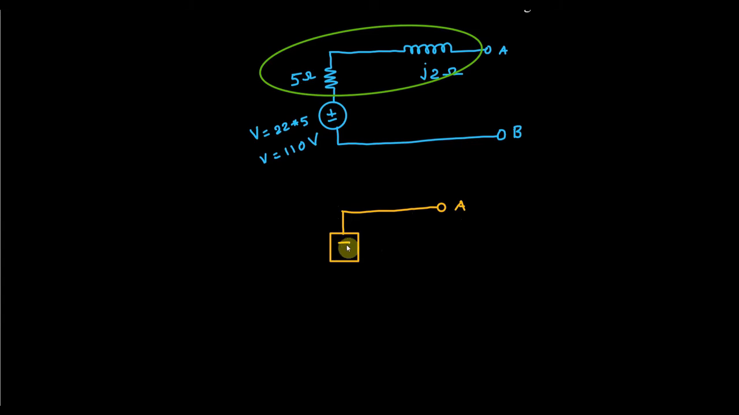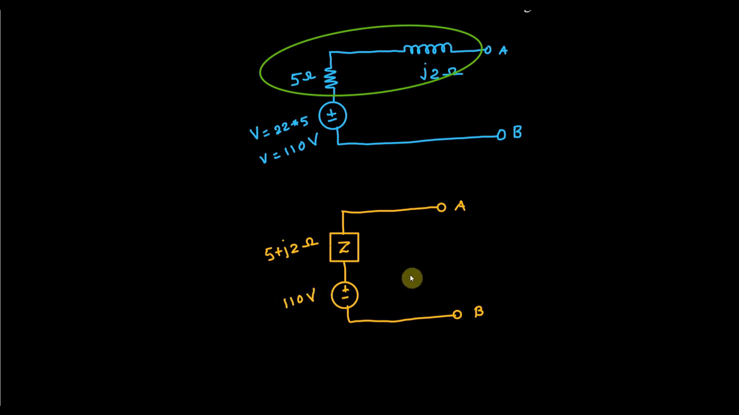The name of that box is Z, where Z is called the impedance. The impedance is the combination of resistance and reactance, meaning inductive reactance. So this will be point B. What is the value of this Z? The value of Z is 5 plus J2 ohms, and the value of the voltage source is equal to 110 volt.